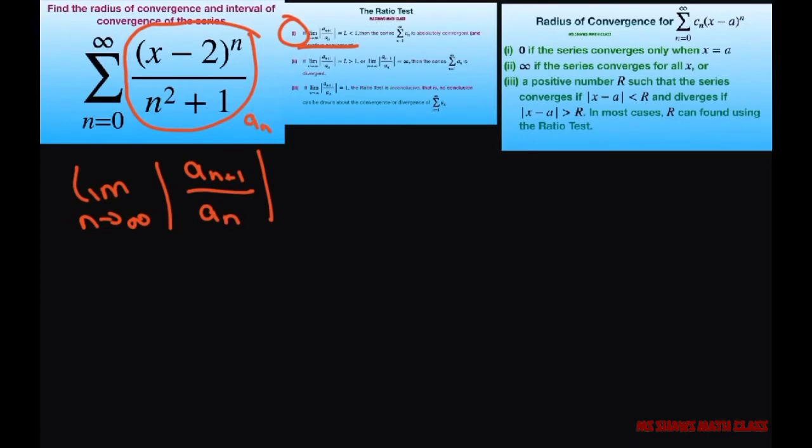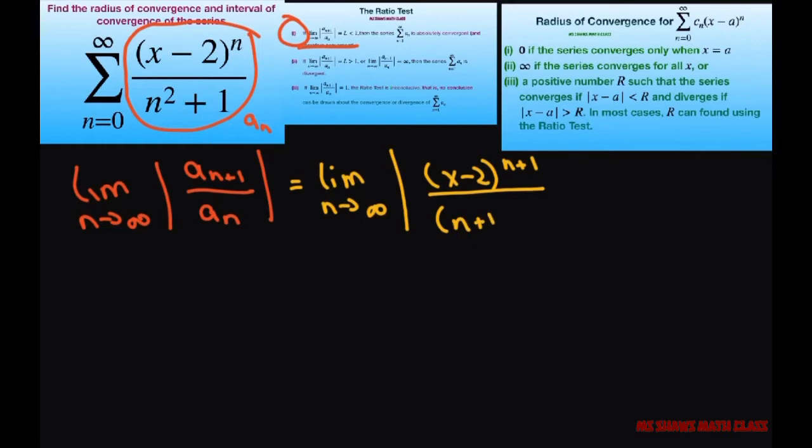Alright, so let's fill everything out. We're going to get the limit as n approaches infinity, absolute value of (x minus 2) to the power of n plus 1 divided by (n plus 1) squared plus 1. Now we're going to divide by a sub n, which is the same as multiplying by the reciprocal. So that's going to be n squared plus 1 divided by (x minus 2) to the power of n.